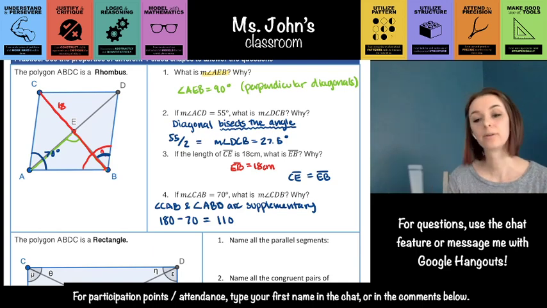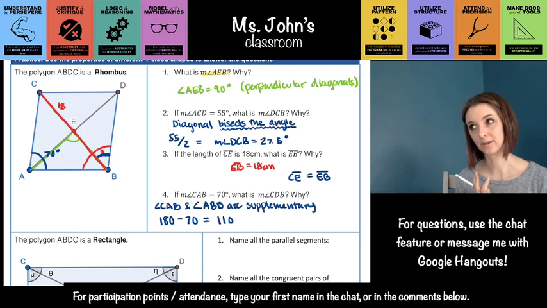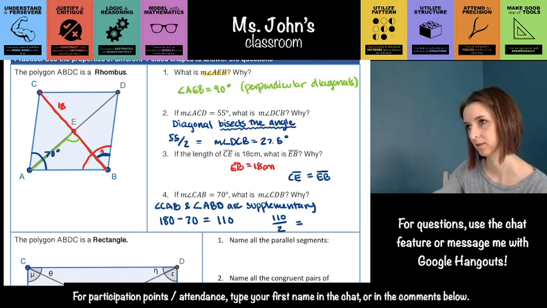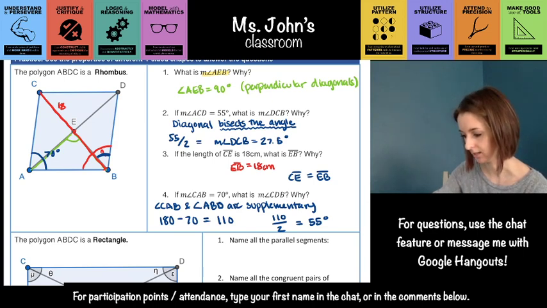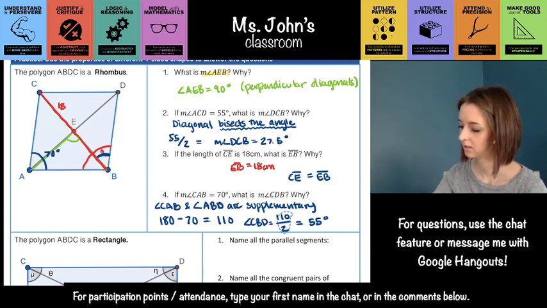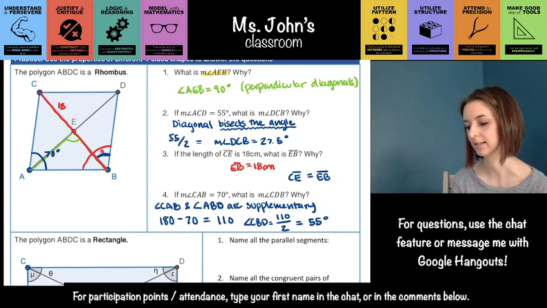And that gives us that whole angle, and remember that those diagonals bisect those corner angles, so we can just divide 110 by 2, and it'll give us 55 degrees. So we then know that angle CBD, I'm just going to put that here because I don't have room, angle CBD is 55 degrees. And that would be our answer.